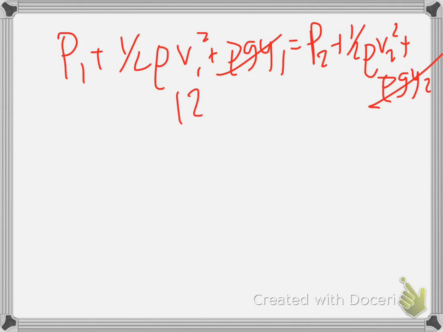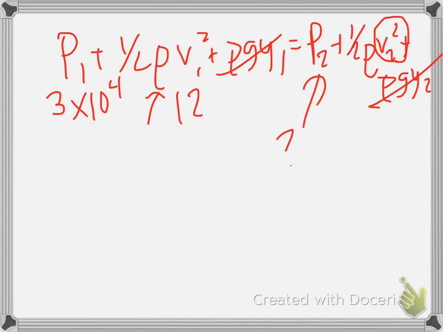And they tell you the pressure is 3 times 10 to the 4th. And it's water, so we know what rho is. So far so good. We've got one side of the equation already set. If the pipe widens to twice its original radius, what's the pressure? So you want to know this pressure. The fact that the pipe widens affects what V2 is.